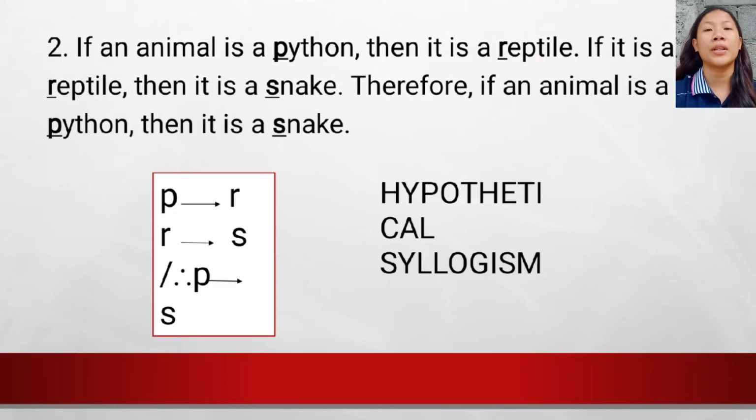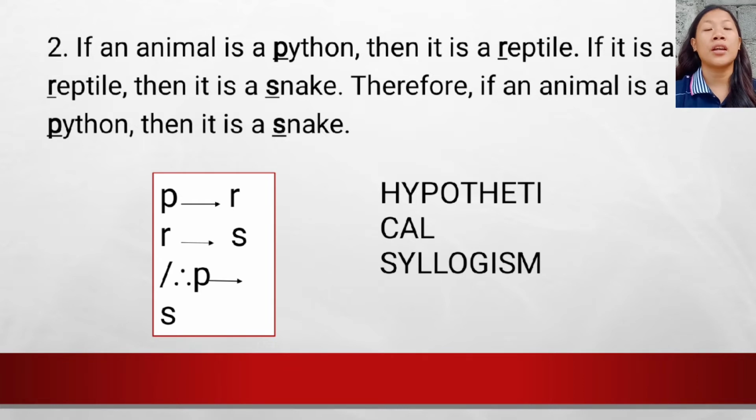So, number 2 example: if an animal is a python, then it is a reptile. If it is a reptile, then it is a snake. Therefore, if an animal is a python, then it is a snake. So, as you notice here in the statement, the underlined letters are P, R, S. What we are going to do now is to analyze the given argument, and we will notice that we have two statements here before the conclusion.